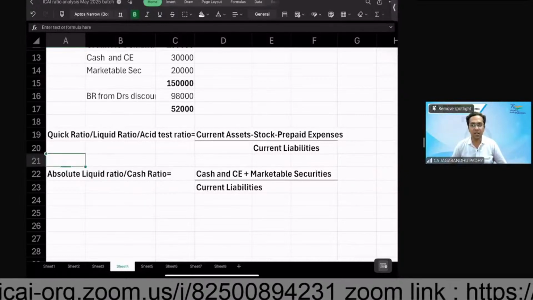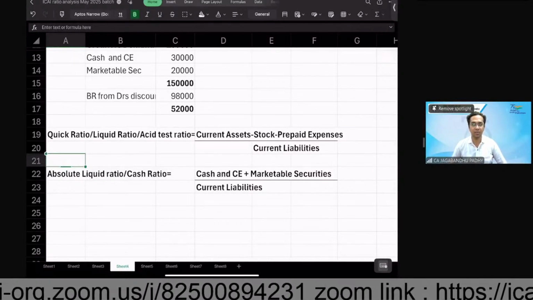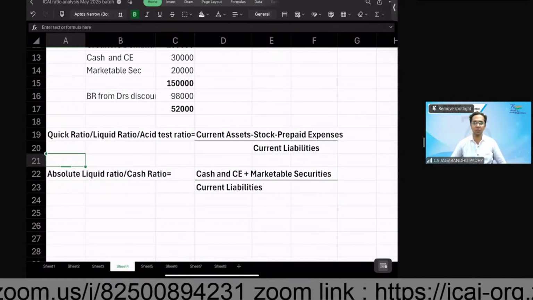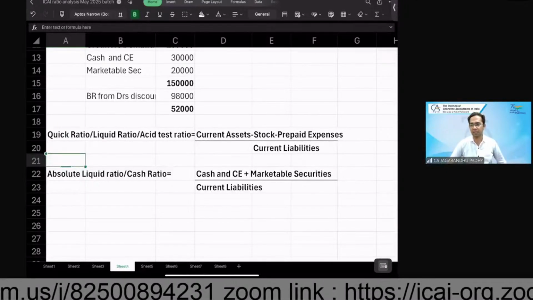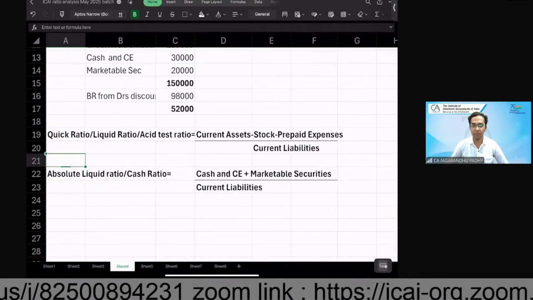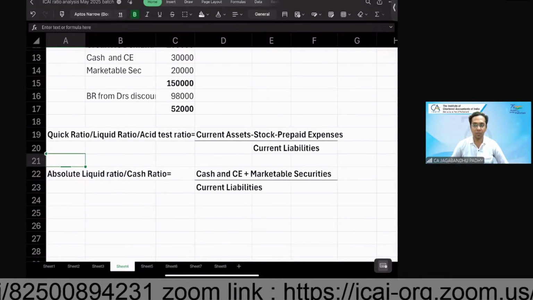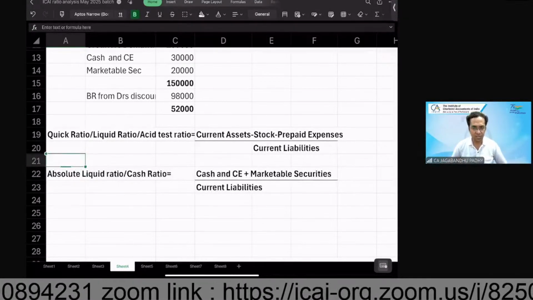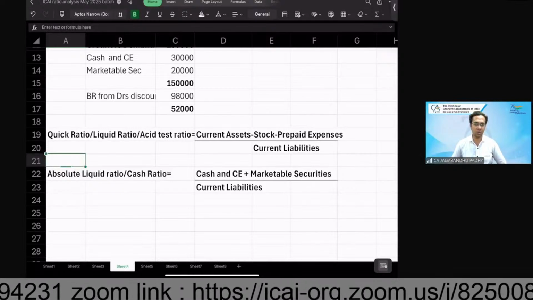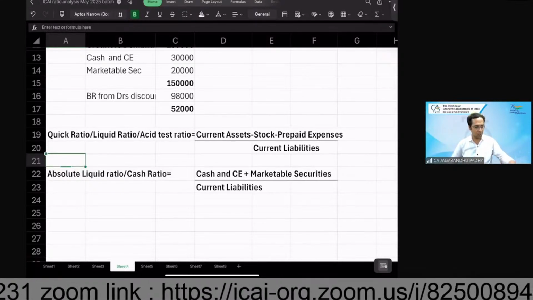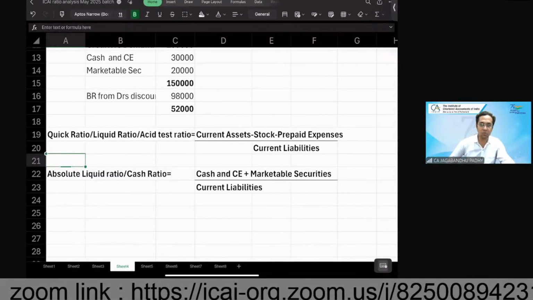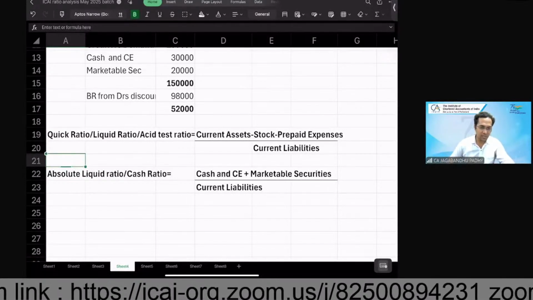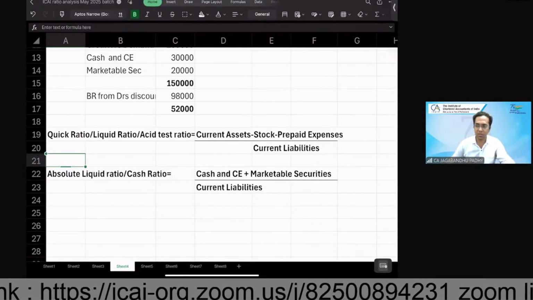Does there exist any other asset other than stock and prepaid expense which needs to be reduced from current assets? No. For quick ratio, you only need to subtract the stock and prepaid expense. A few examples of marketable securities: government T-bills, treasury bills, any units of a debt mutual fund, or any debt securities which are easily traded on the stock exchange and you can liquidate easily.